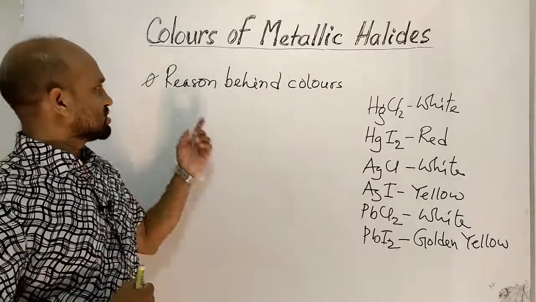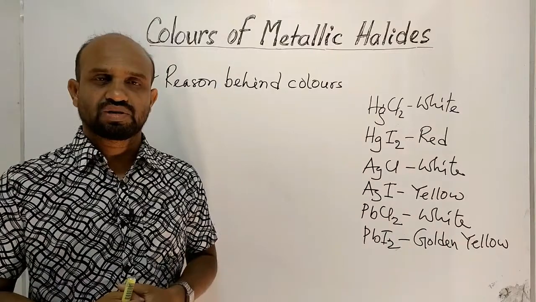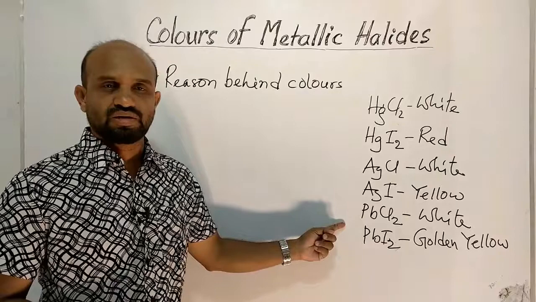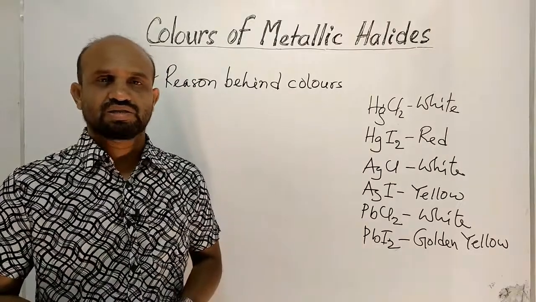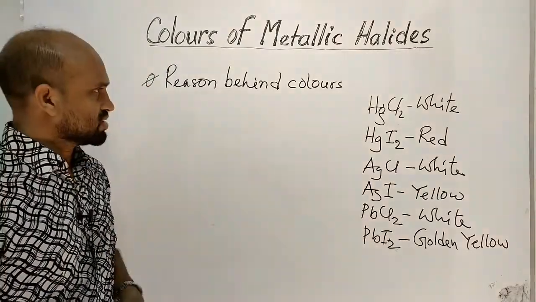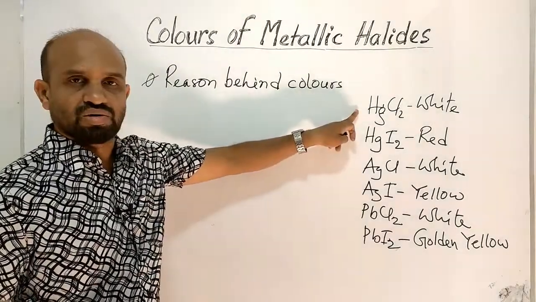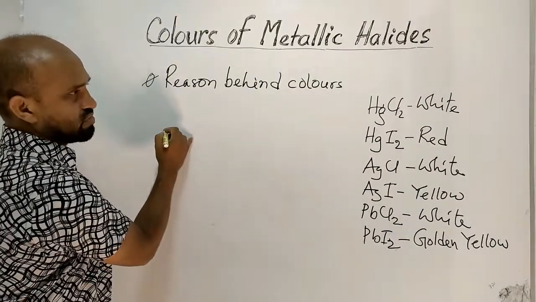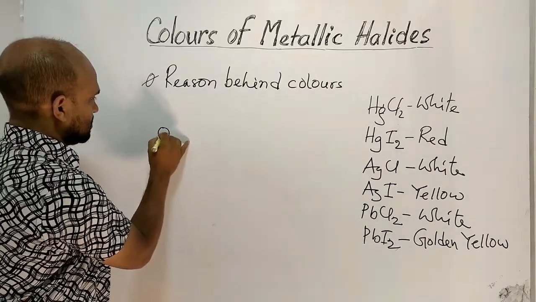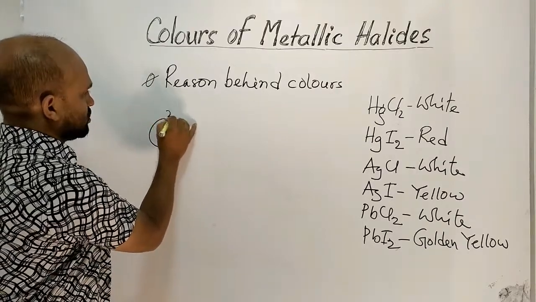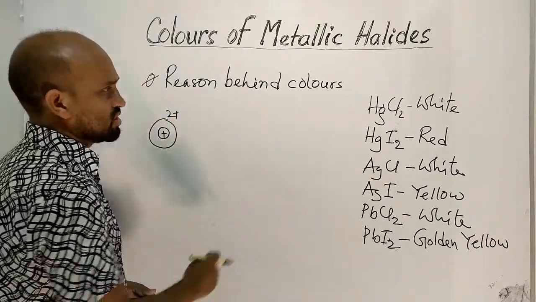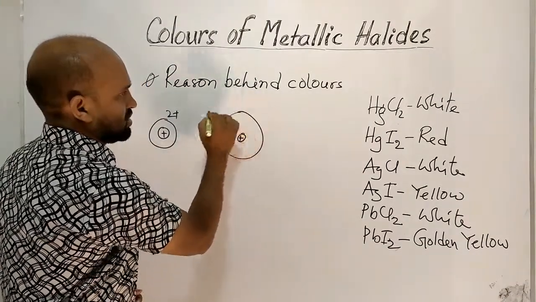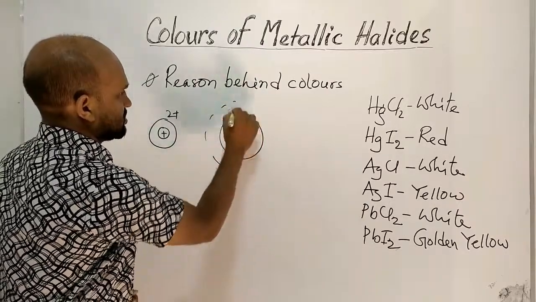Now the point is the reason behind different colors of metallic halides. That means we have to explain the reason behind these different colors. First of all, let's see mercuric chloride and mercuric iodide. Let's see the structural formula of mercuric chloride. This is mercury with 2+ charge, and here this is chlorine with negative charge, that means this is the electron cloud.